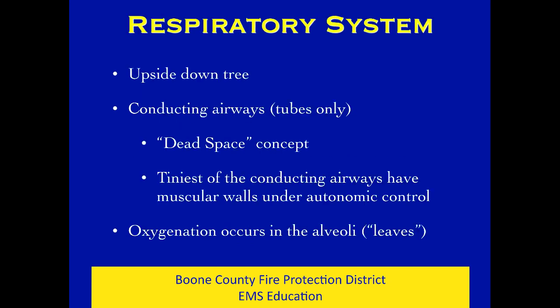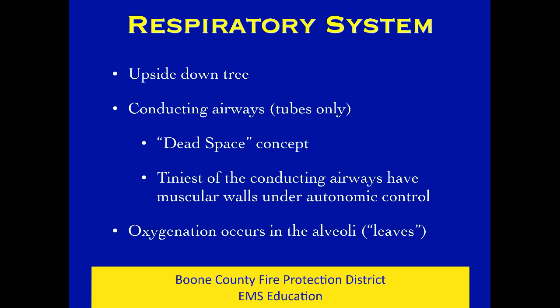So, respiratory system anatomy review, it's basically an upside-down tree where the trachea would be the trunk of the tree, and then you have limbs that branch off of that, and then smaller and smaller limbs, and eventually twigs, and then you get to the leaves, the alveoli being the leaves on that tree. A key point with this is that these conducting airways are the tubes only. There's a dead space concept we want to talk about.